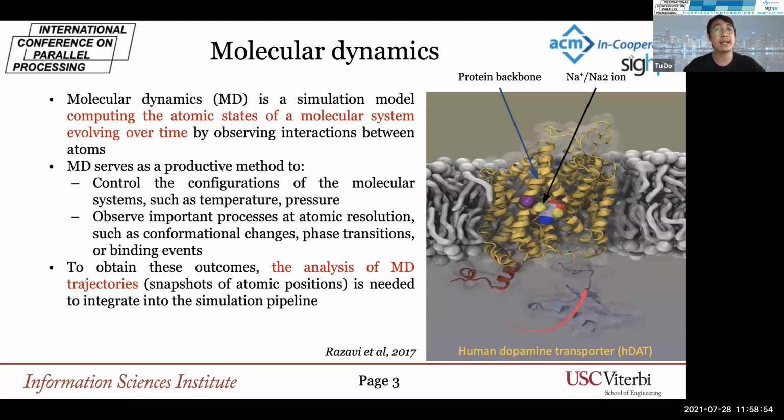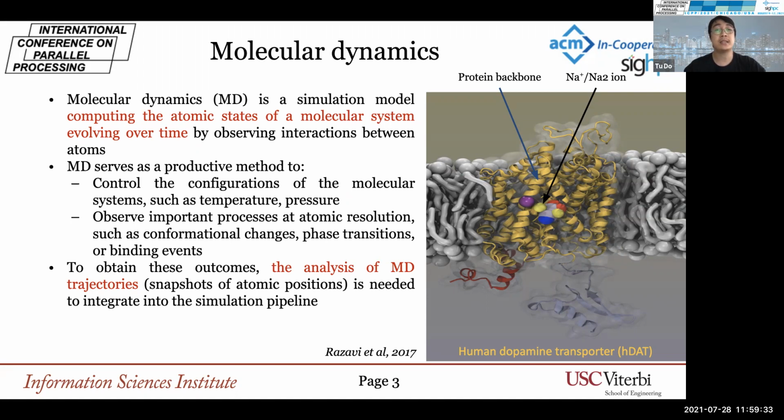As you can see on the right, here is a picture of a molecular system that has a lot of atoms, and MD is the computational model that computes the atomic positions of the molecular system as it evolves over time by observing the interactions of atoms. So MD offers two advantages. The first one is to control the configurations of the molecular system, and second is to observe the important processes of the molecular system.